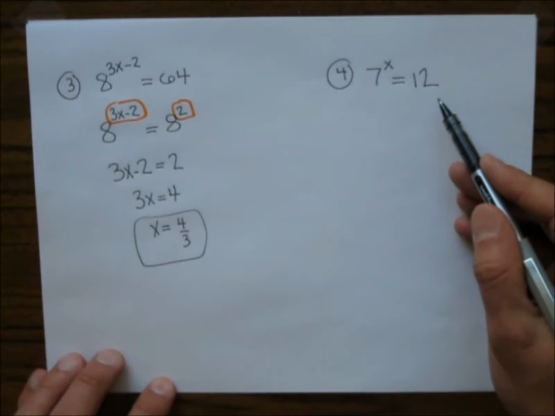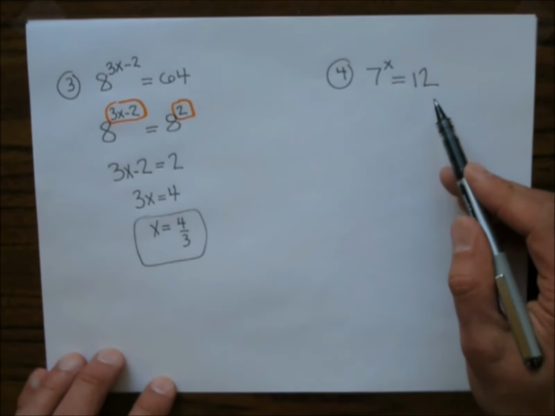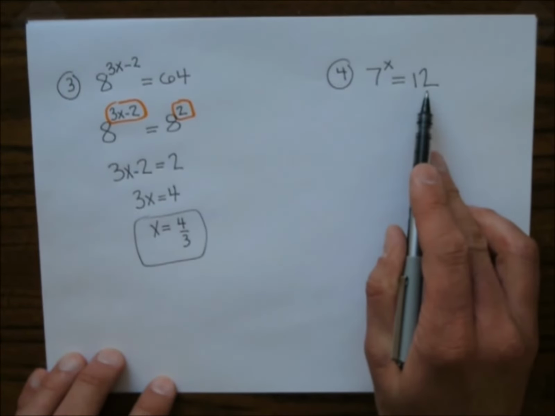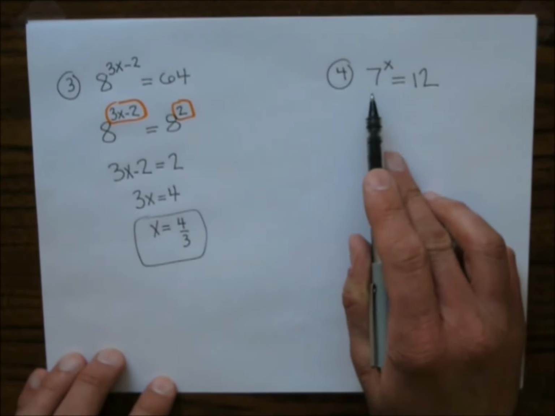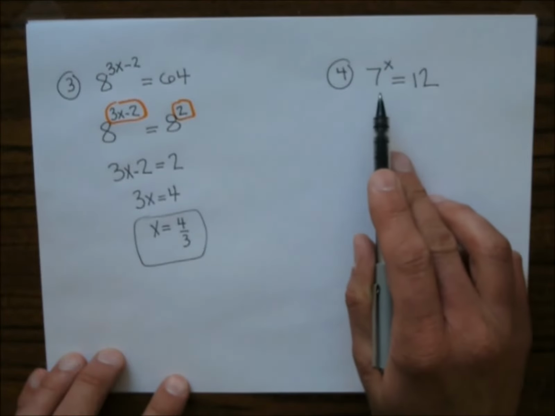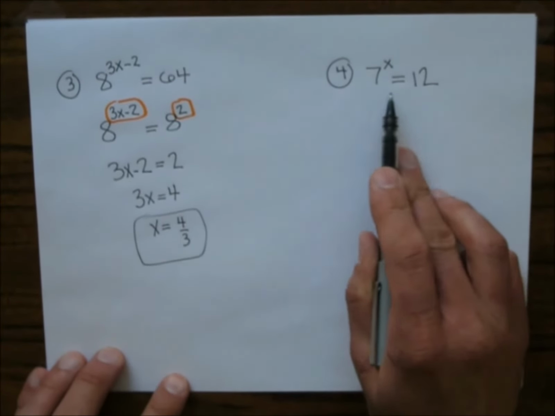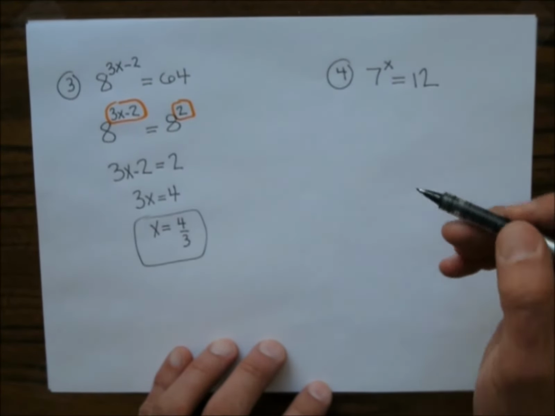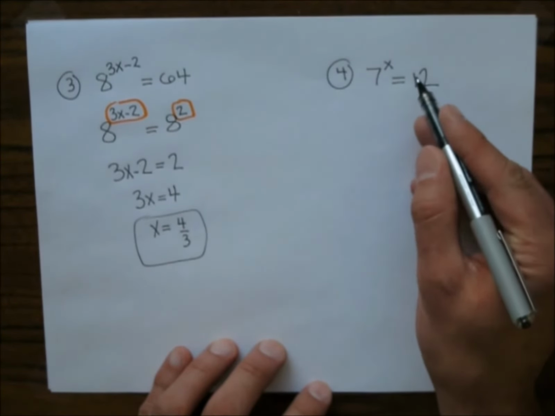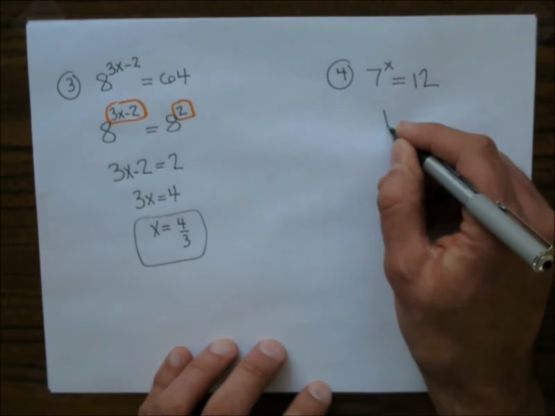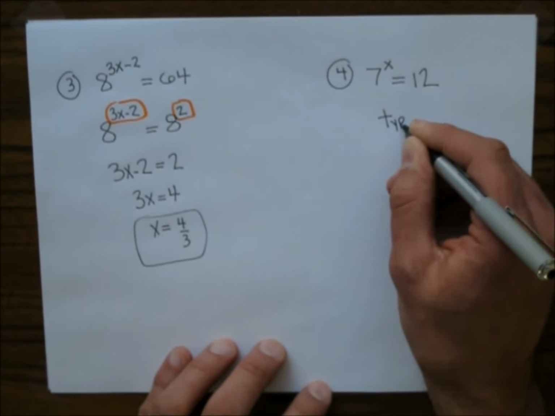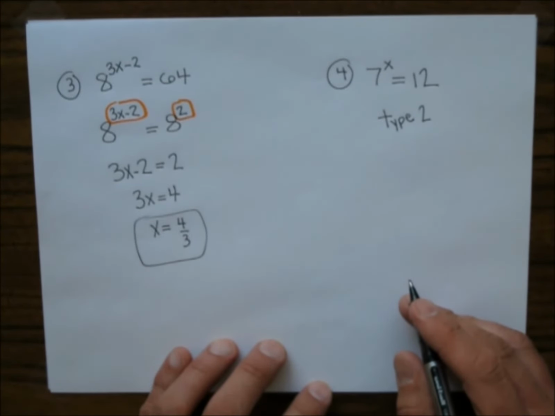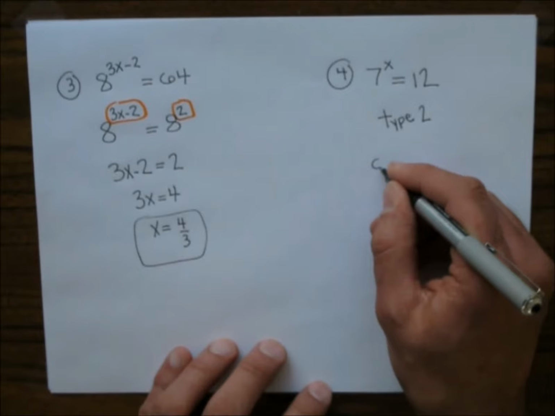You might not want to pause the video and do this problem. I put this up here because it's hard to think of a common base. There is no common base, we cannot find a common base. It would happen to be an irrational number, but we're not going to talk about this. So when you can't find a common base, this is called type 2 exponential equations.